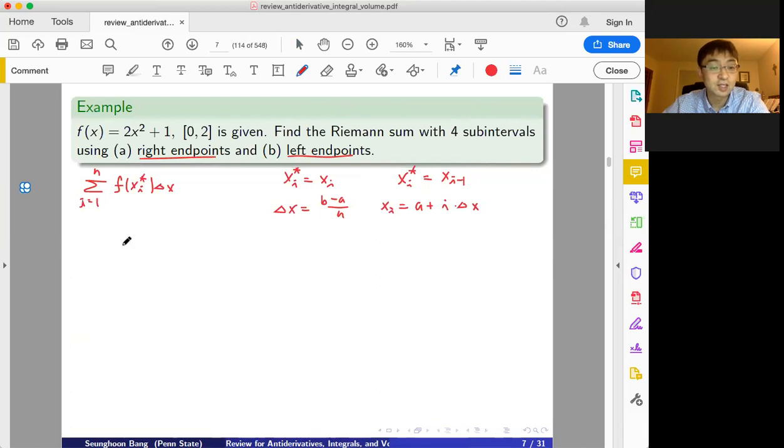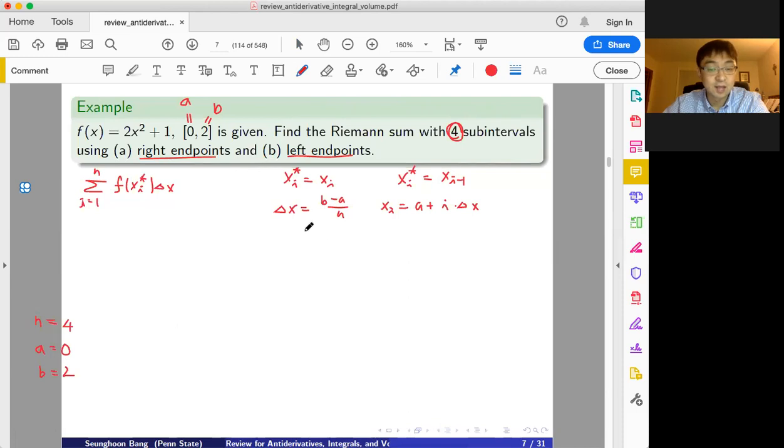First, you can decide n. What is n in this problem? Yes, we have 4 sub-intervals, exactly 4. What is a in this problem? A is here, in the given interval, the left-hand point is a. This is 0. What's b? The b equals the right-hand point, 2. So you can find these things.